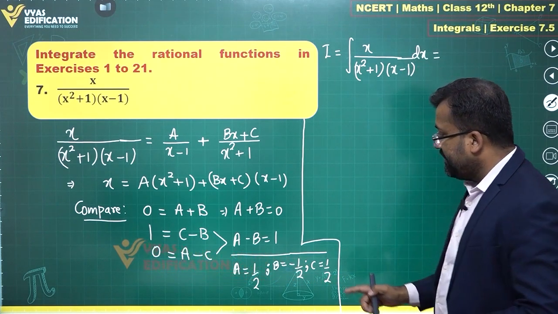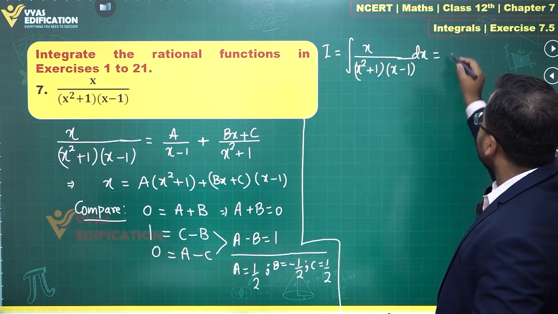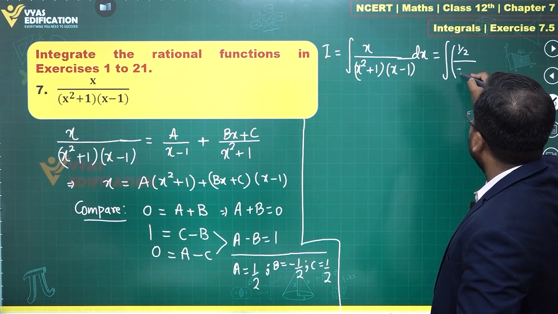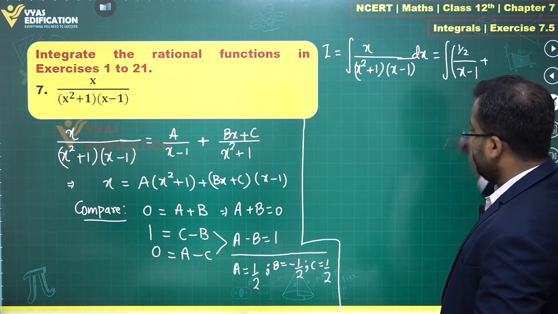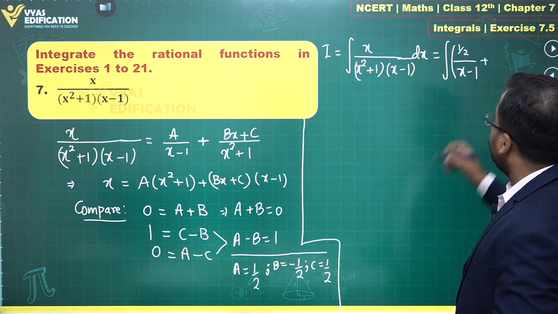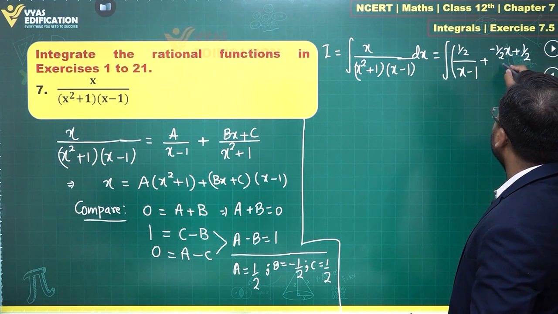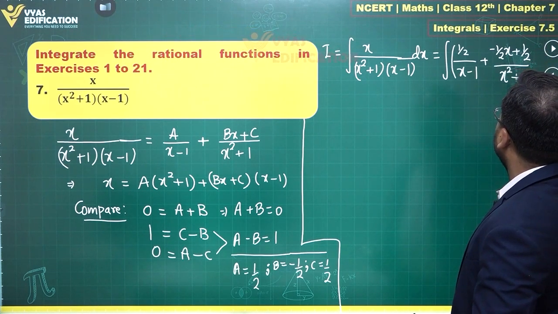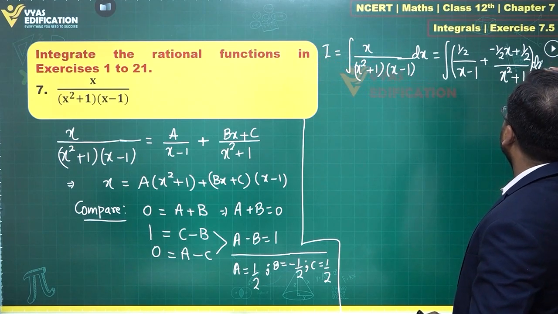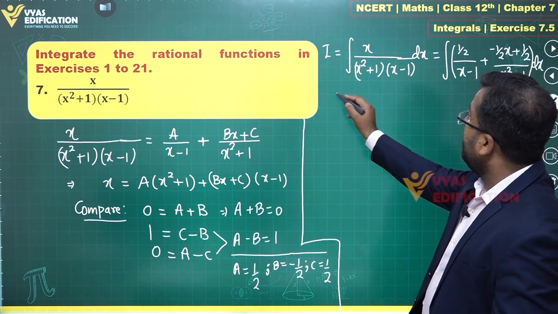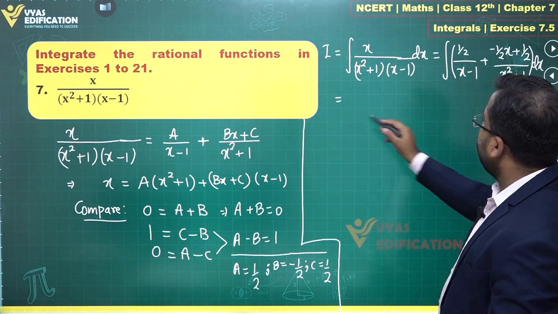which becomes equal to a upon x minus 1, integral of a, which is 1 by 2 over x minus 1, plus bx plus c, which is minus half x plus c, which is half, upon x square plus 1 dx. This is what you have over here, right? Okay, what else? So this can be integrated easily.